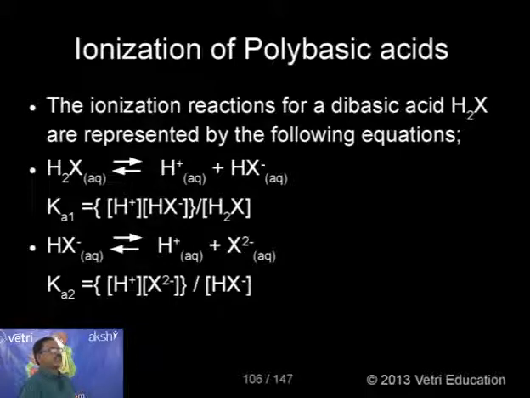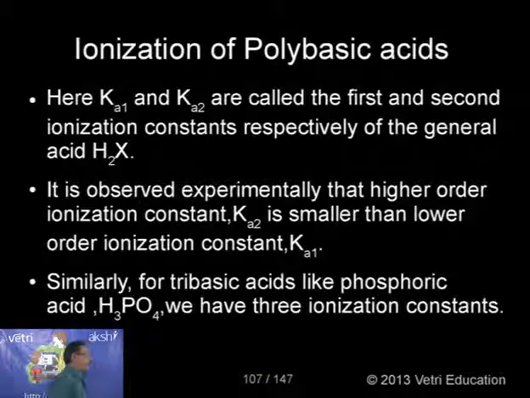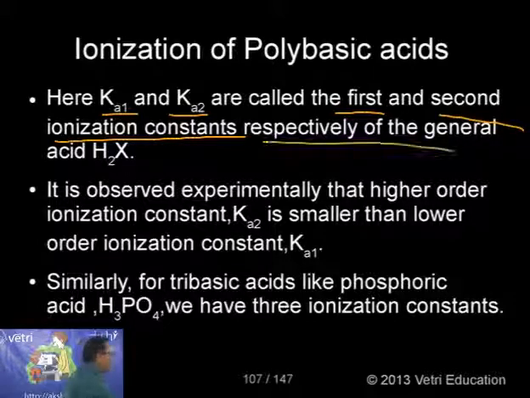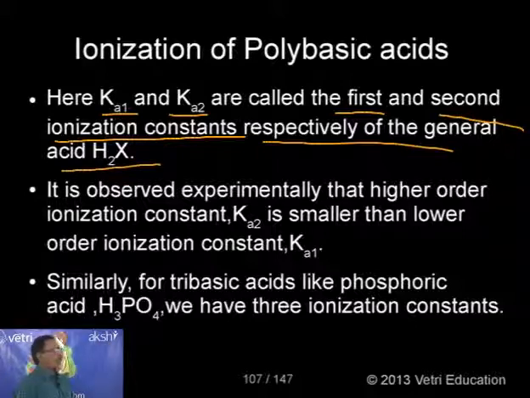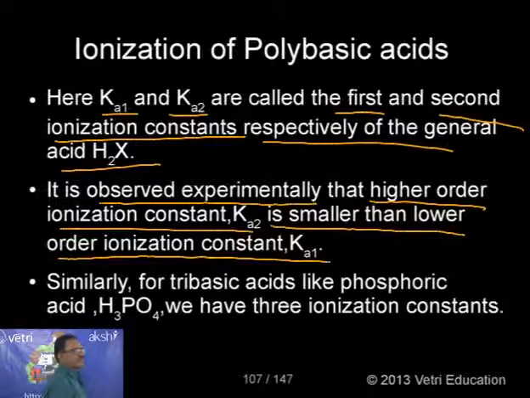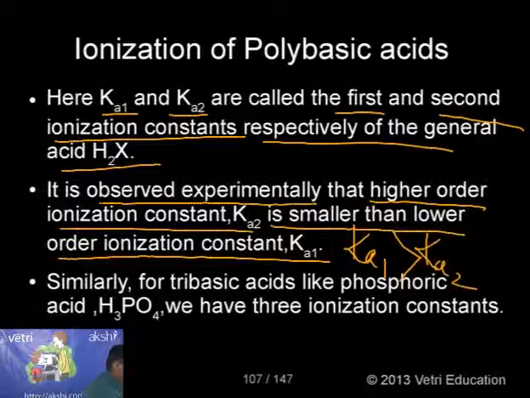Suppose any acid contains three ionizable protons, there will be three ionization constants. Let me give some more information. Here, Ka1 and Ka2 are called the first and second ionization constants respectively of the general acid H2X. Can you follow? It is observed experimentally that the higher order ionization constant, that is Ka2, is smaller than the lower order ionization constant. In other words, Ka1 will always be greater than Ka2.